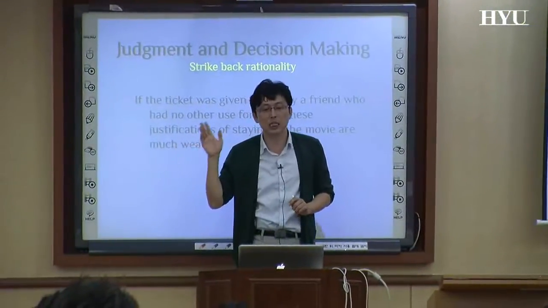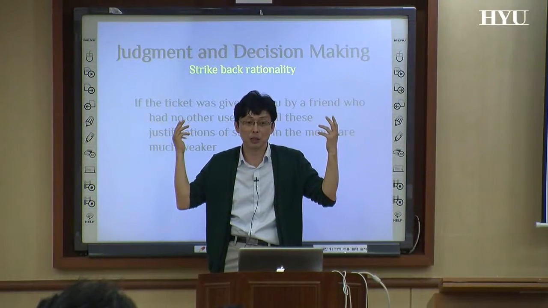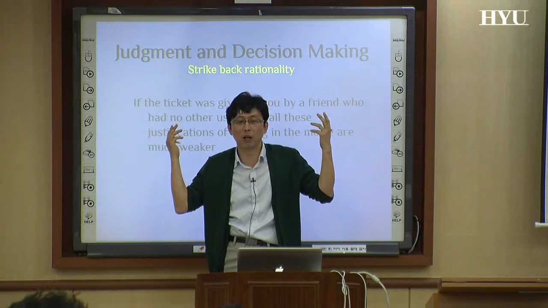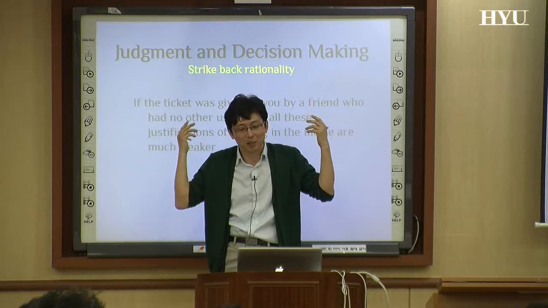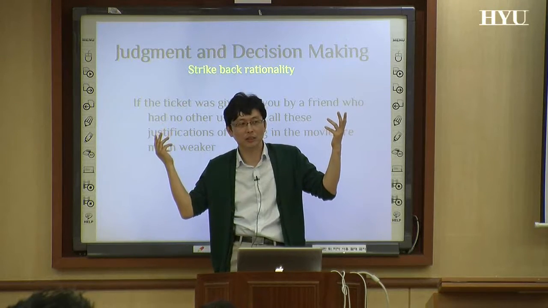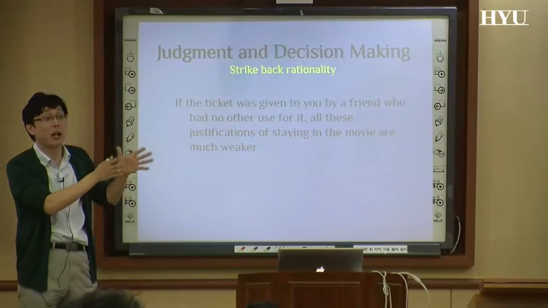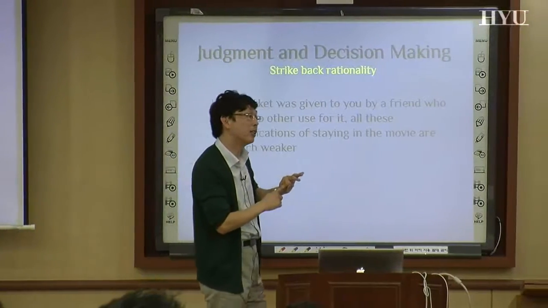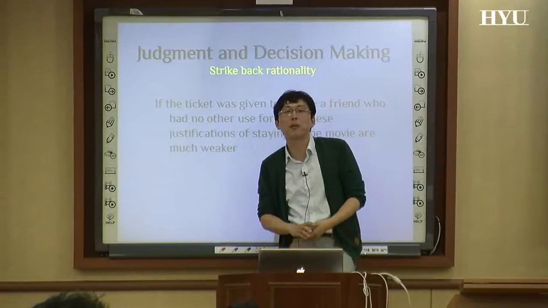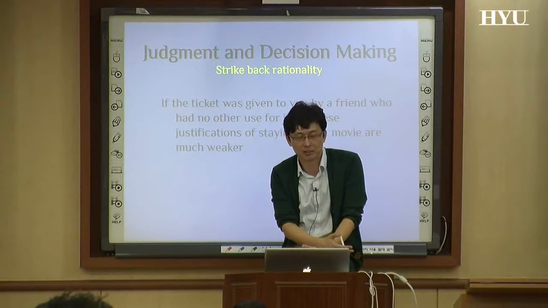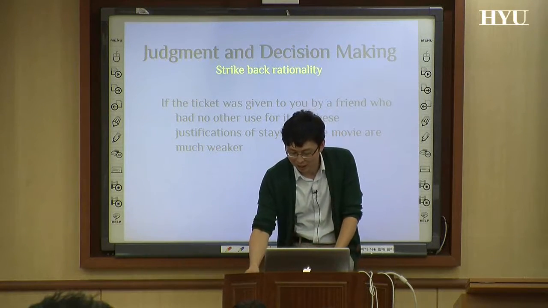But when this ticket is given by your friends, it strikes back at the rationality. Okay, strikes back, you know that? The movie Star Wars, The Empire Strikes Back, right? The rationality is ignored. So when the ticket is given by your friend, the previous biases, sunk cost and status quo bias, are gone. Totally gone, weaker. That's why you can have better decision making. So if the movie is wrong, you're just out. Okay? Okay, so that's it.